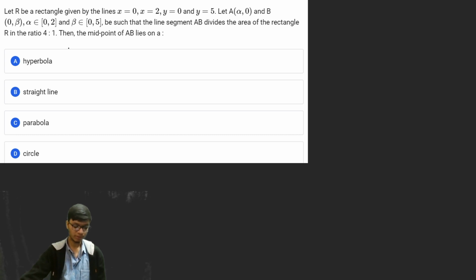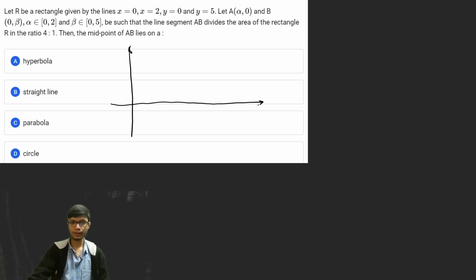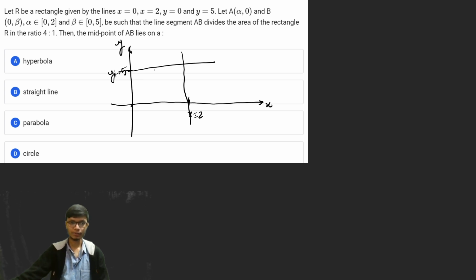The question reads: we have R as a rectangle which is formed by the lines x is equal to 0, x is equal to 2, y is equal to 0, and y is equal to 5. So let me first draw the rectangle. This is x and this is y. One side of the rectangle is the y-axis and another side is the x-axis, one side has x is equal to 2, and y is equal to 5 is this particular line. So this is the rectangle.